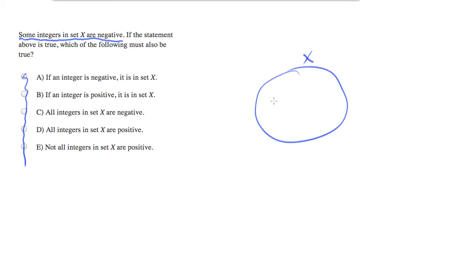So some of the integers in x are negative. So let's do -2, -4. But that implies that some of them are non-negative. So let's put 3 and 5 in also.